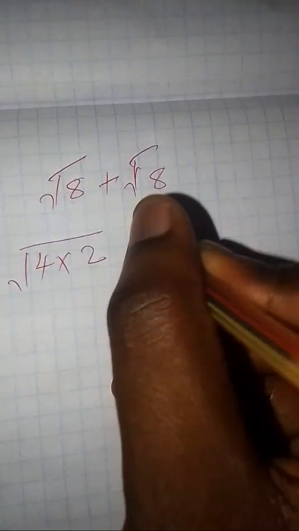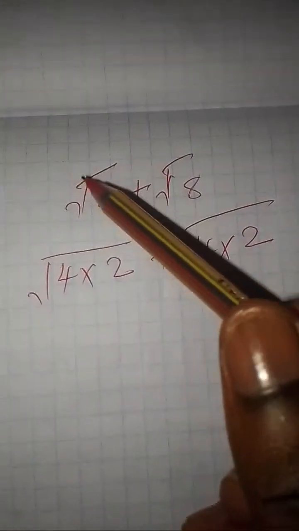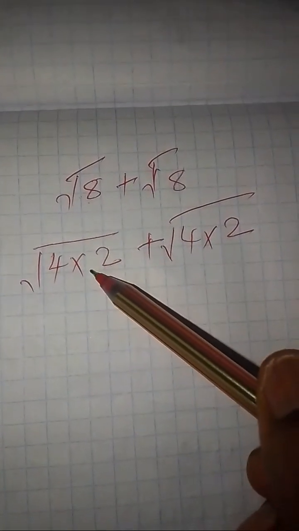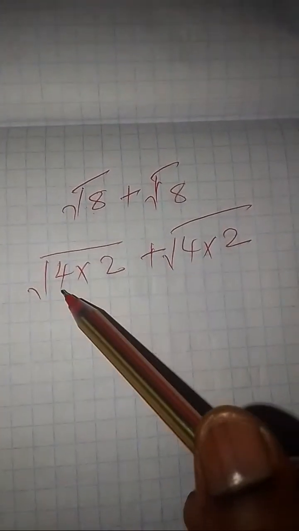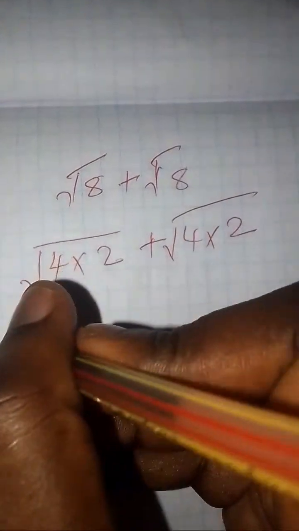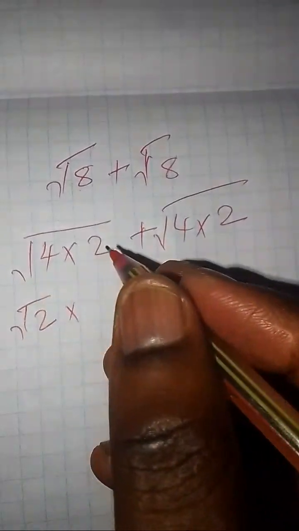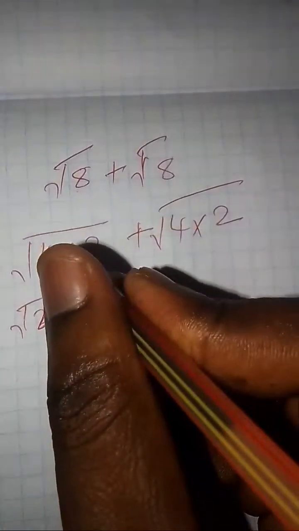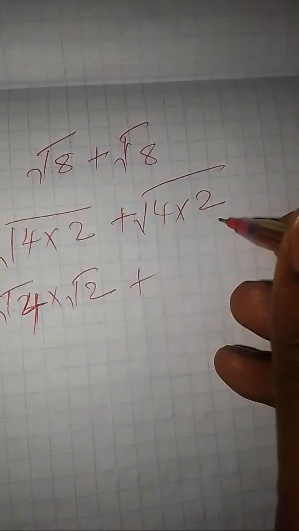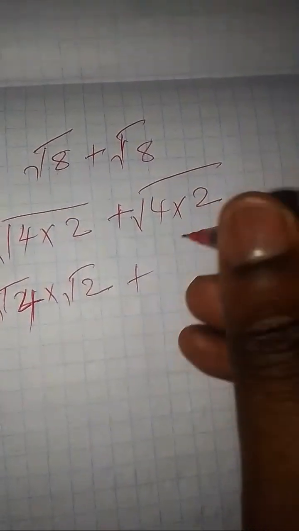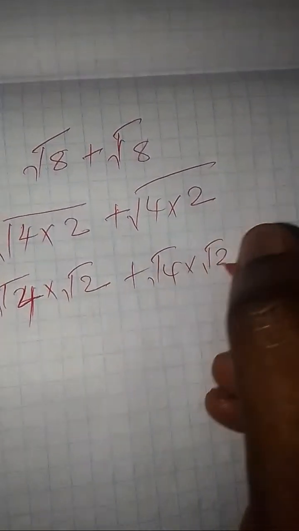That root, then this one also, we add to 4 multiplied by 2, because root 8 can also be written as 4 multiplied by 2. So root 8 can be separated into root 4 multiplied by root 2, plus this other 4, root 4 separated multiplied by root 2.